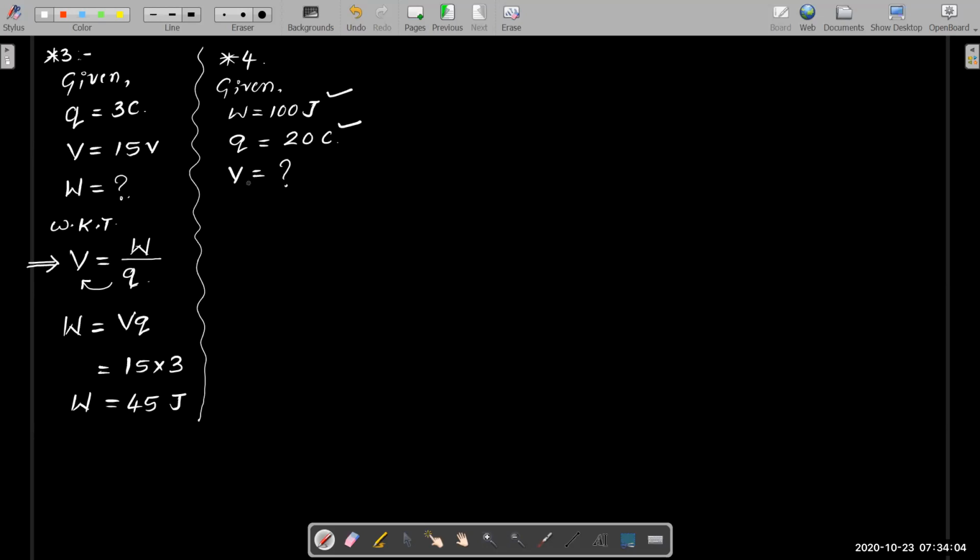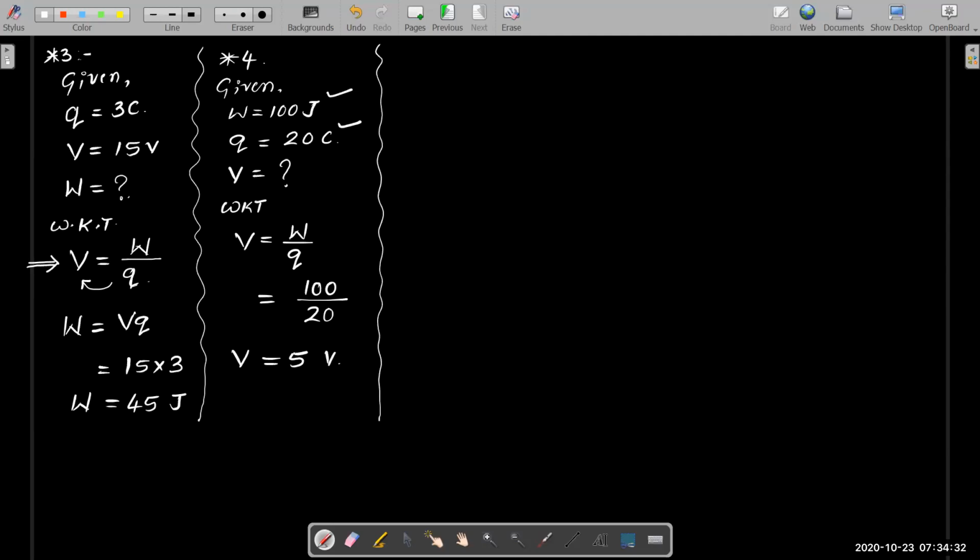Very simple. Again, the same formula has to be used, that is V is equal to W divided by Q. The W value is 100 and Q is 20. No need to make any conversion. Direct calculation. 0 cancelled, 2 5s are 10. Therefore, V is equal to 5 volt. So the potential difference across the terminals of the battery is 5 volt.